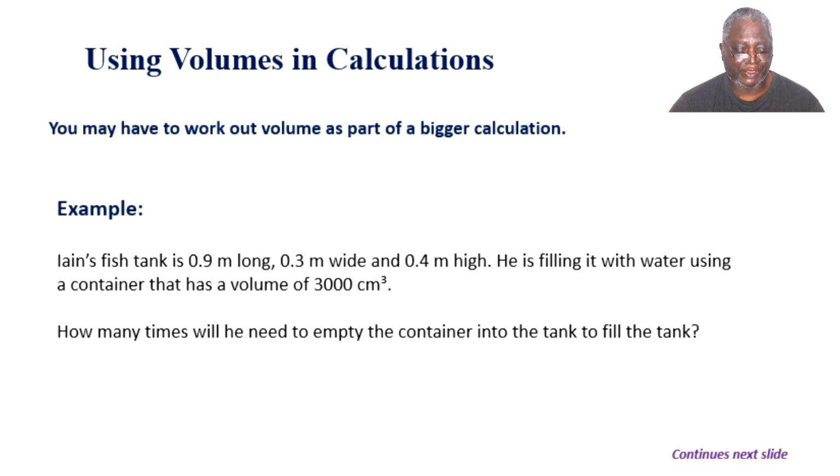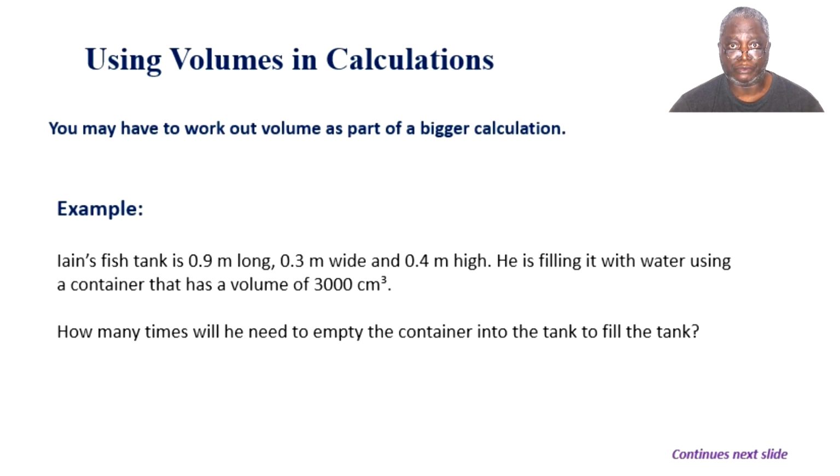Leon's fish tank is 0.9 meters long, 0.3 meters wide, and 0.4 meters high. He is filling it with water using a container that has a volume of 3,000 cubic centimeters. How many times will he need to empty the container into the tank to fill the tank? You will note that two different types of measures were used, meters and centimeters at the same time.